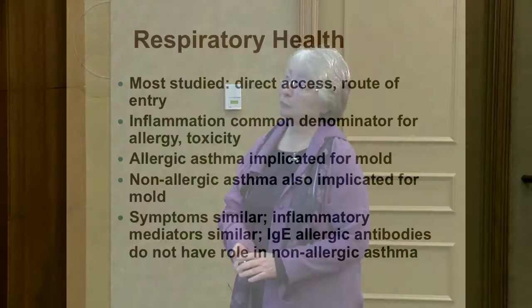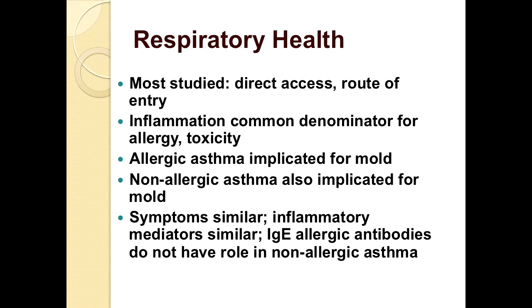So what about respiratory health? It's the most studied. You know, there's direct access. It's a route of entry. You can easily wash the lung and get all kinds of goodies out of it. You can't do that for some of the other systems. So inflammation is a common denominator for both allergy and toxicity. Allergic asthma is implicated for mold. Non-allergic asthma is also implicated for mold. And symptoms are similar. Inflammatory mediators are similar. IgE, allergic antibodies, do not have a role in non-allergic asthma. So let's look a little bit at that.